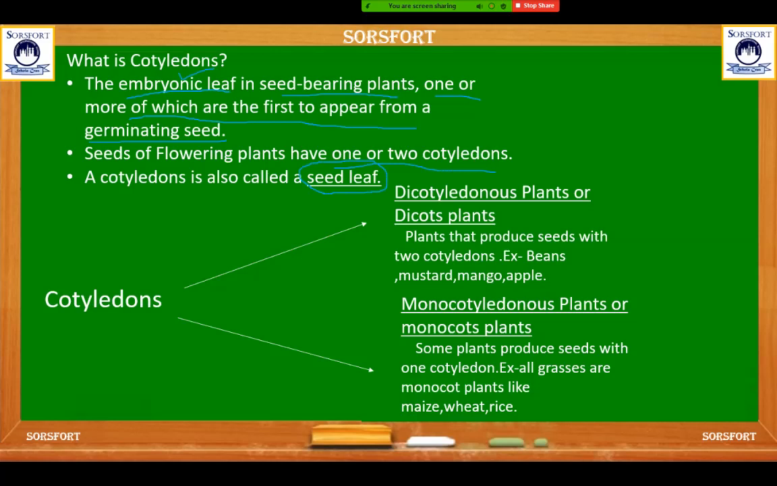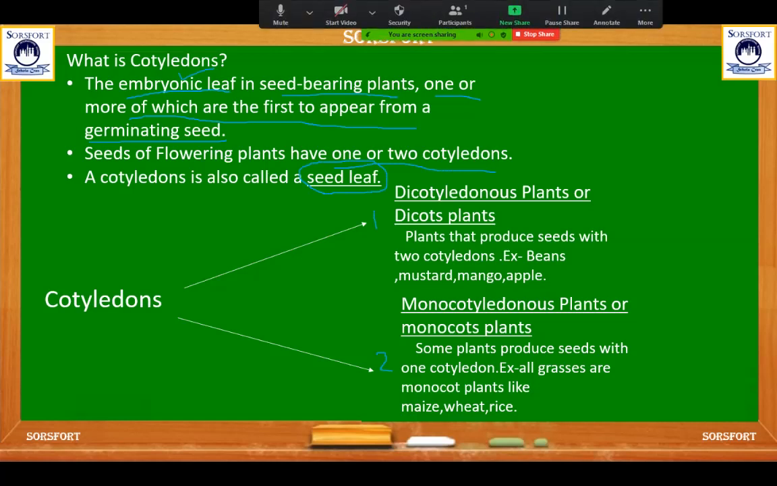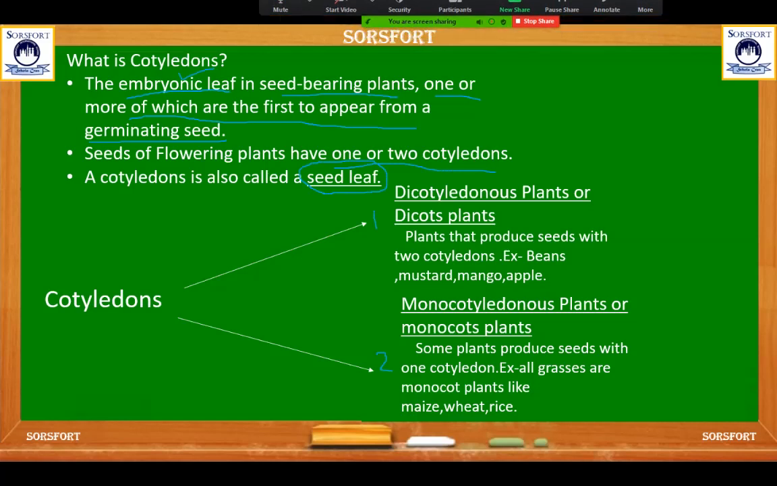Cotyledons are divided into two types. The first one is dicotyledonous plants or dicot plants. The second is monocotyledonous plants or monocot plants. You have to remember the spelling of dicotyledonous, okay? Then, what is this? Plants that produce seeds with two cotyledons. Examples: beans, mustard, mango, apple. Those that have two cotyledons with embryonic leaf are called dicotyledonous plants or dicot plants.